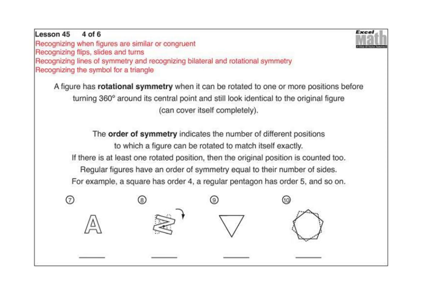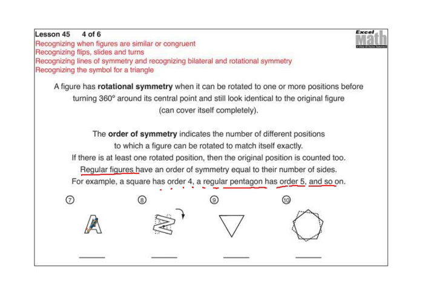Regular figures have an order of symmetry equal to their number of sides. Remember what regular figures are, like a regular octagon or a regular pentagon. They look totally like every side is the same size, every angle is the same. So all you have to do on those is just count the sides, and that is the number for the order of symmetry. For example, a square has an order of 4, a regular pentagon has an order of 5, and so on. So this can be a little bit confusing, but hopefully you'll get it.